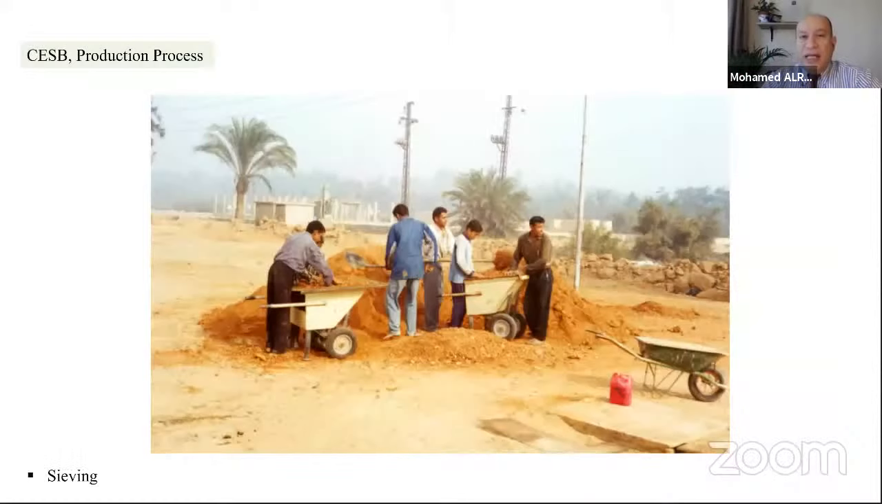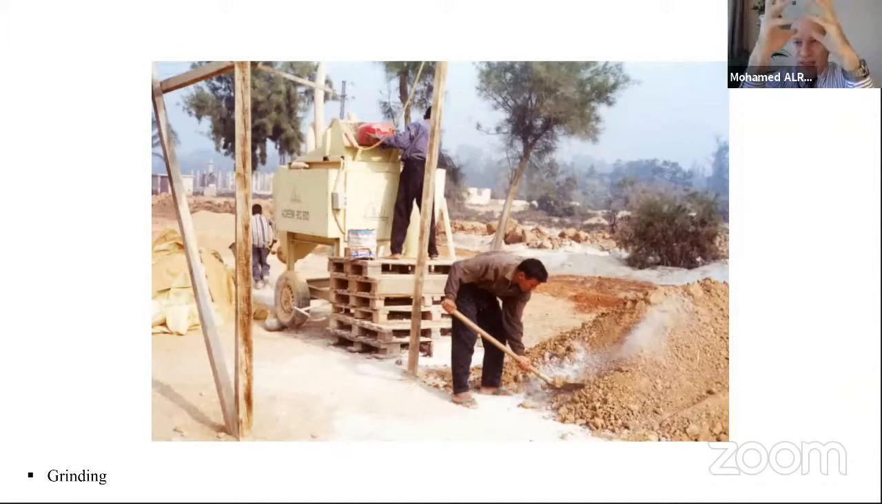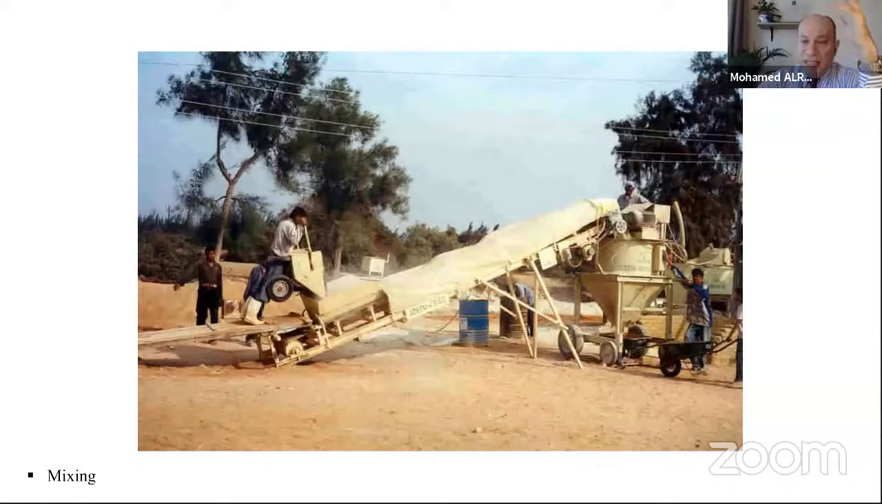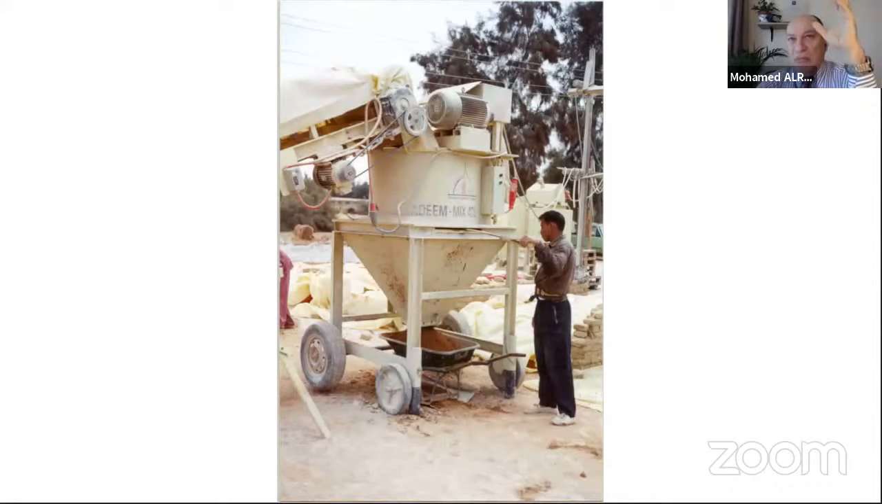Very quickly, I'm going to show you how we could produce the compressed earth block. First, we have the sieving. We have to sieve the soil to reach the optimum grain size distribution I showed you before. Then some lumps need to be crushed and ground. And then we do the dosing. We add the stabilizer and we mix, with a small amount of water, just between 12 and 15% by weight. And this is a dry, moist state. And we press it under the press.